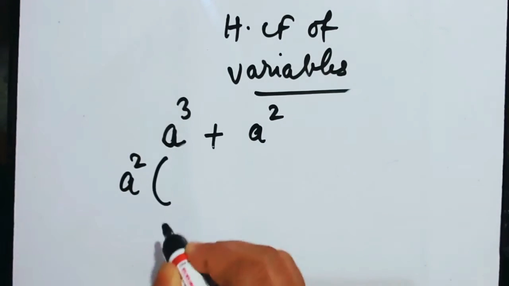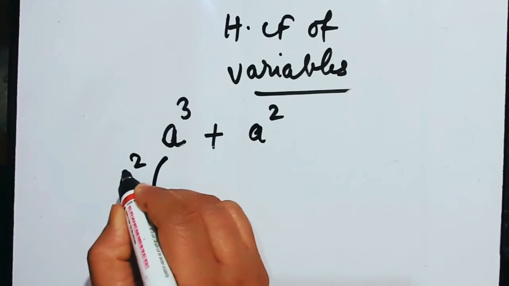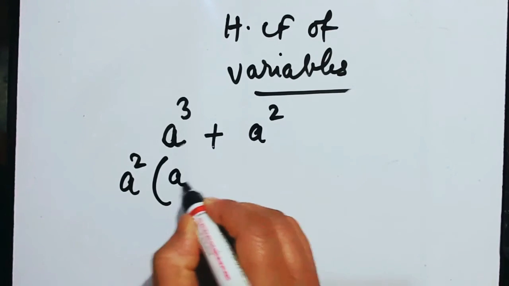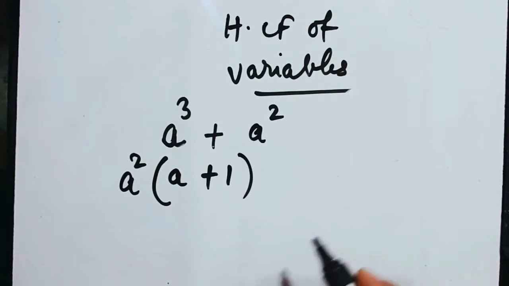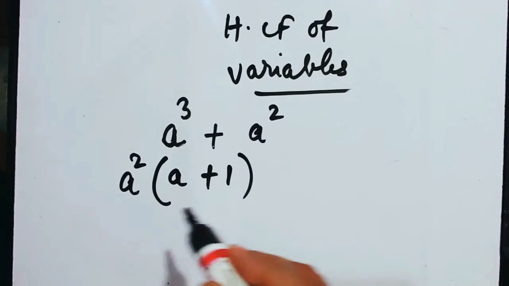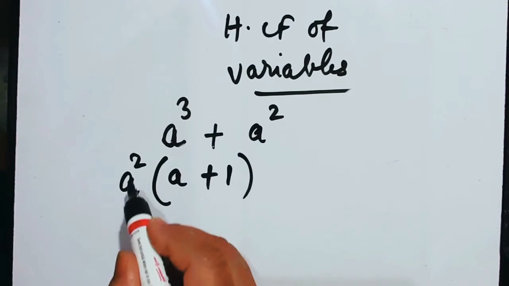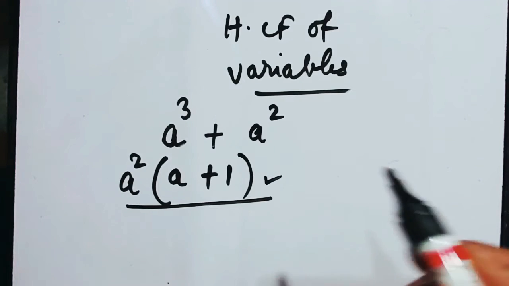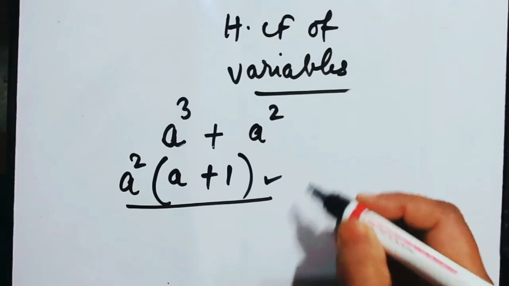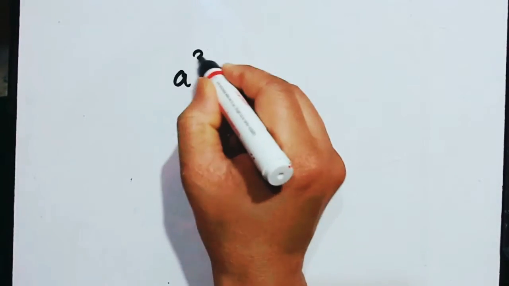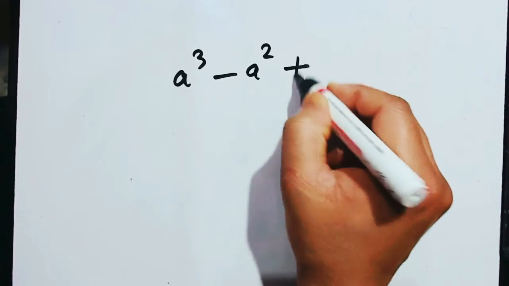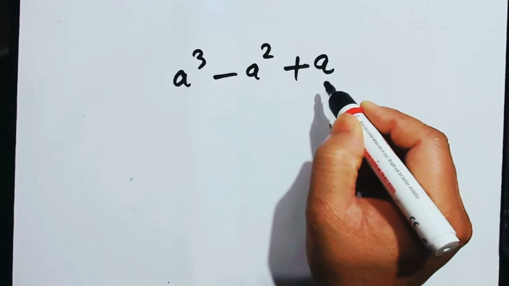So let us divide both of them. A cube divided by a square will give you a, and a square divided by a square will give you 1. So here I have converted a cube plus a square into its multiple form, that is factor form. Okay. Moving on to the other sums, I find that they are quite easy, as I told you right now, like a cube minus a square plus a, and you are to convert this into its factor form.